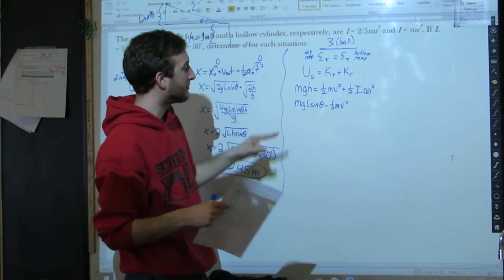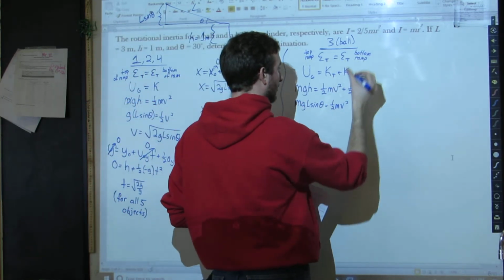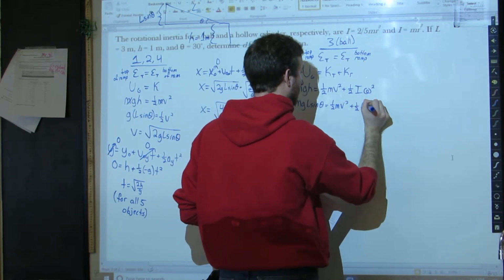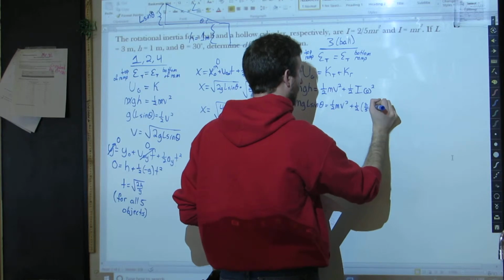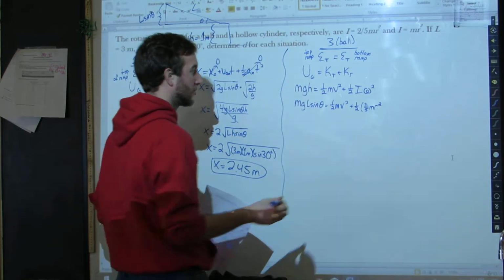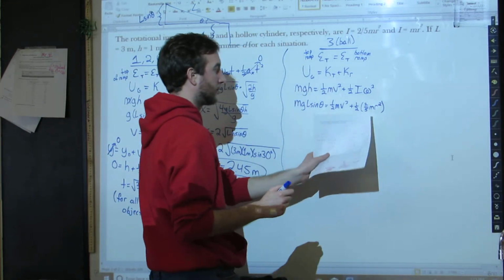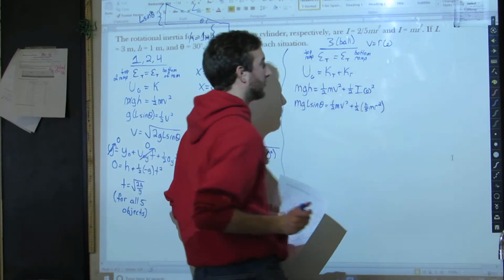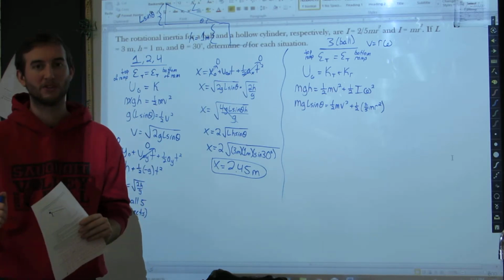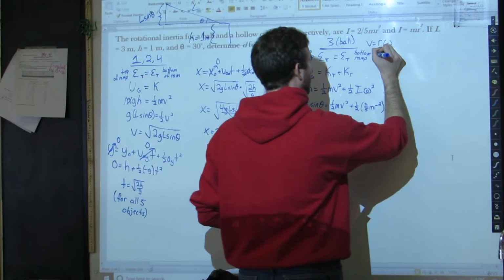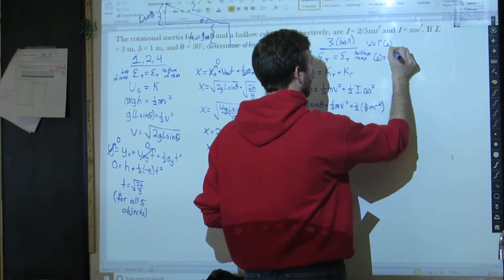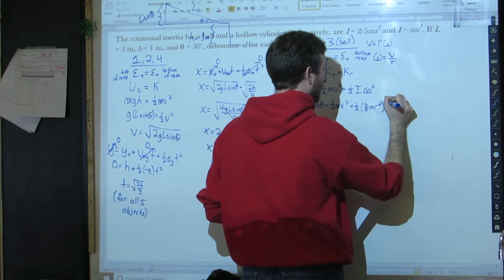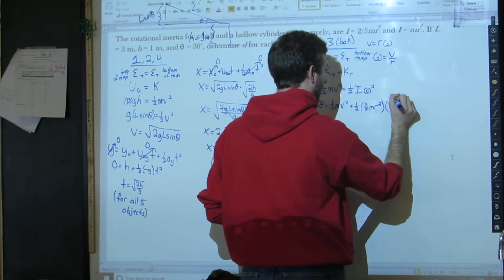I can't cancel out the m's yet, but I do know that the rotational inertia is 2/5 m r squared, r being the radius of the ball. And remember our little trick, if we want to relate the linear speed to the angular speed, omega is equal to v over r. So instead of omega squared, I'm going to do v squared over r squared.